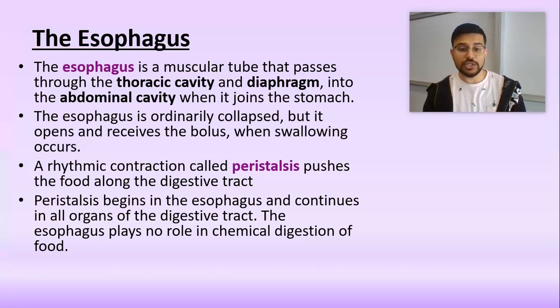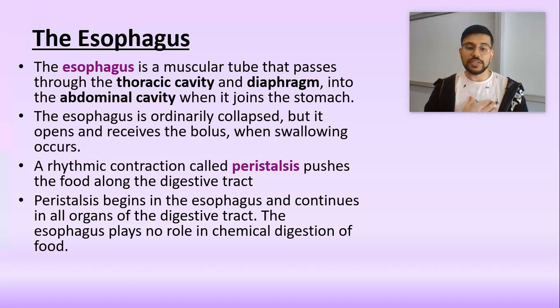Okay, so peristalsis starts at the esophagus, but it goes throughout the rest of your digestive tract. So esophagus into your stomach, then after your stomach, it continues in the digestive tract until the food is in your rectum ready for elimination.